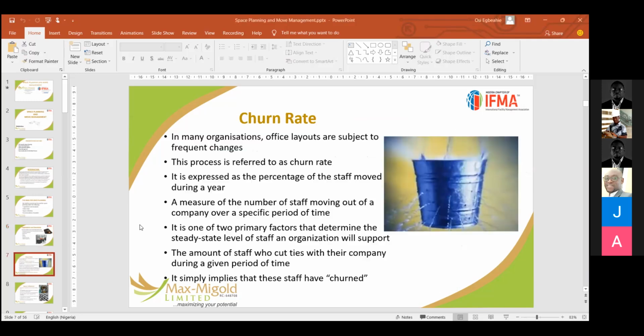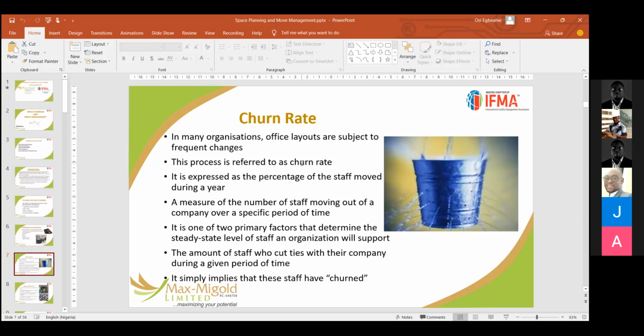The next thing we'll be looking at is the churn rate. Churn rate looks at the frequency of staff movement in an organization. That is actually churn rate. And for churn, there are two ways it happens. It happens vertically and horizontally. Vertically is when you are growing up the ladder.